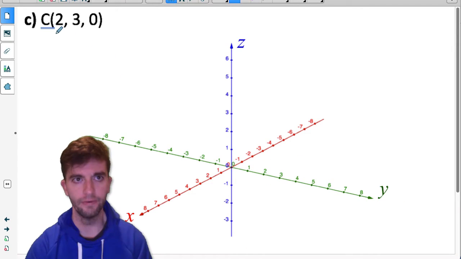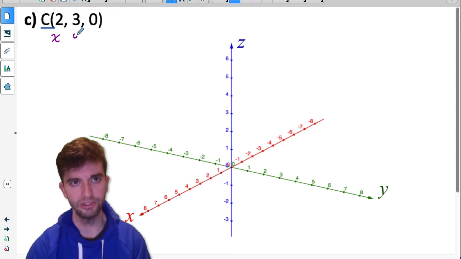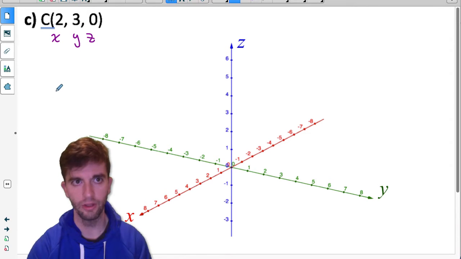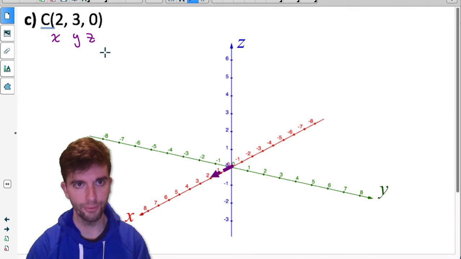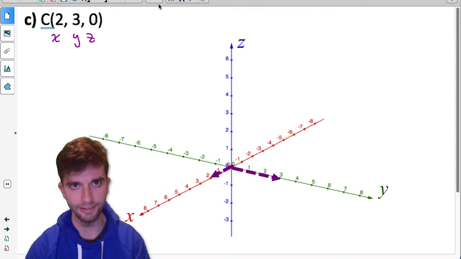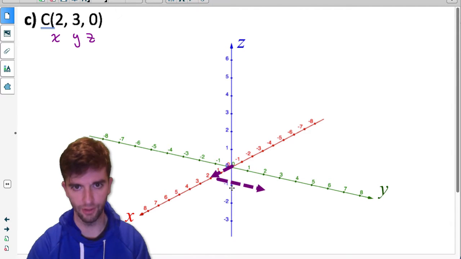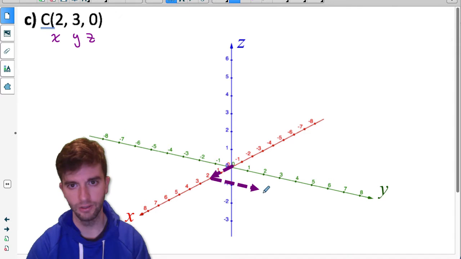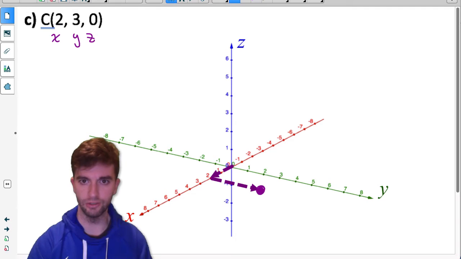Let's try a third one. Point 2, 3, 0, x, y, and z components. So I need to move 2 along the positive x-axis, and then 3 parallel to the positive y-axis. And now I need to do that from where I got to after moving along the x-axis. So that brings me to this point right here. And I'll show you that in GeoGebra as well.